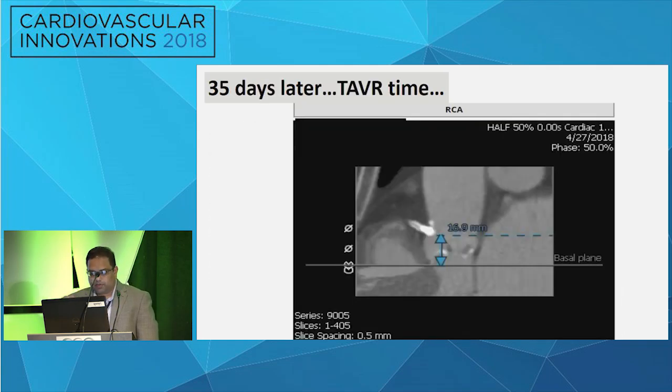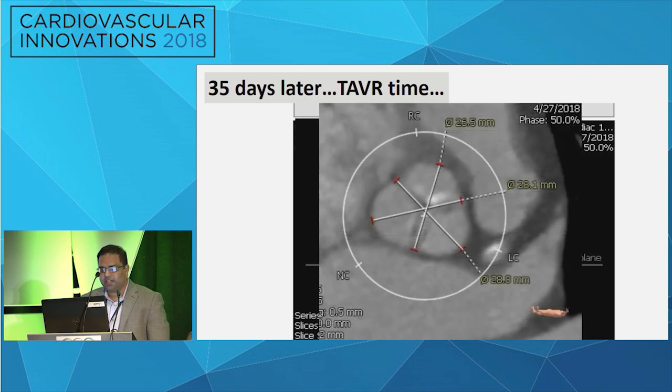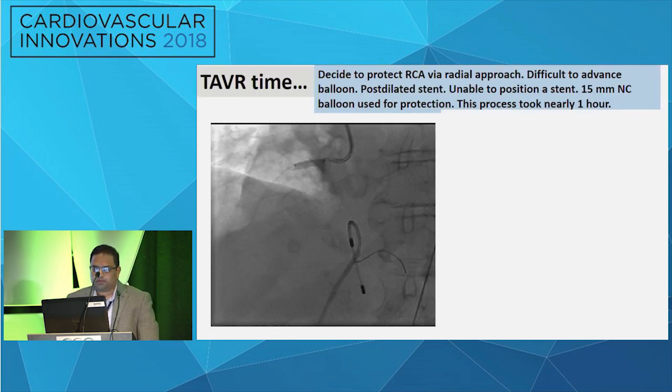So she's now ready for her TAVR. We look at the right coronary artery stent. It's sticking out, which is a little concerning, but at least the coronary height looks adequate. She does have effaced sinuses, so in this case I decide that we should protect this right coronary stent. And we get access from the radial approach to protect the RCA.